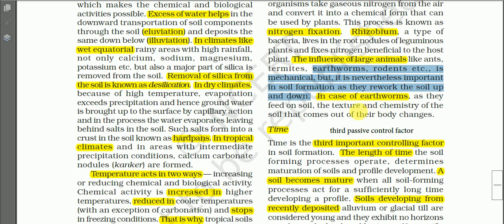At the same time, earthworms feed on the soil. That means the texture and the chemistry of the soil that comes out of their body, that is the excreta, will change. They will eat the soil and they will release the soil. So in this way, the texture and the chemical composition of the soil is totally changed because of the earthworms.